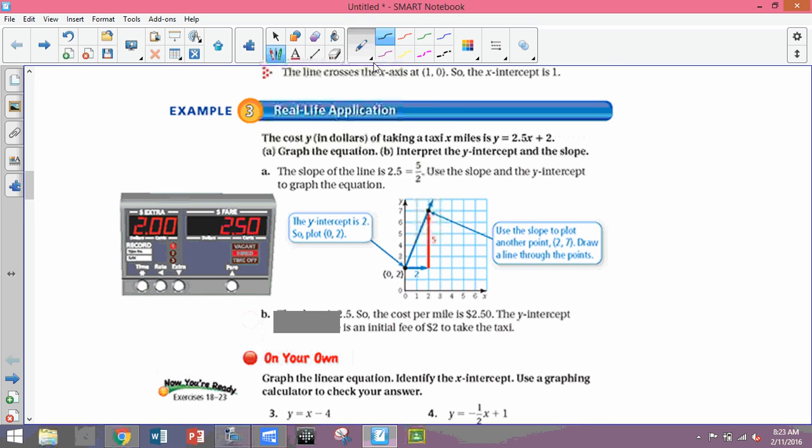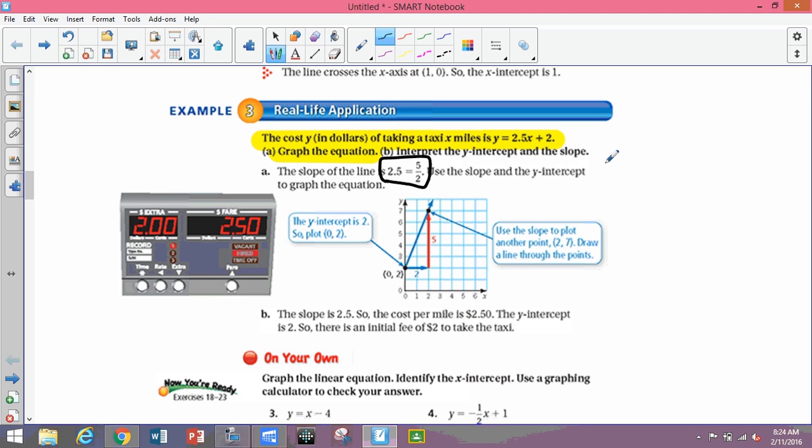And again, you can use this in a real-life application, where you're using a word problem, a story problem, to explain a situation. So the cost in y dollars of taking a taxi x miles is that. Graph it and then interpret it, okay? To graph it, your slope is 2.5, which you have to put in, and this is why I don't like decimals, and I've told you guys many times not to put it in decimals. You have to make that 2.5 an improper fraction.